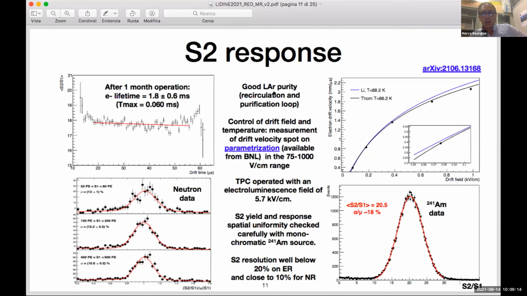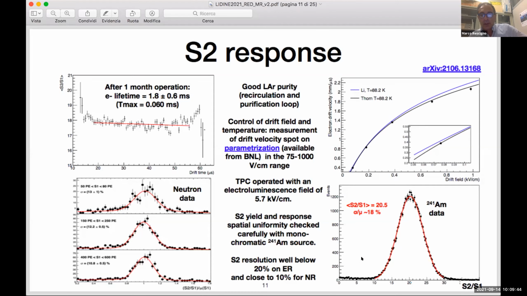For the S2 response, I can first let you notice that the purification system has worked very well, with electron lifetime in excess of 1 millisecond. We have good control of the electric field and drift velocities, and these follow very closely the available parameterization, for example, this one from the PNL tables.